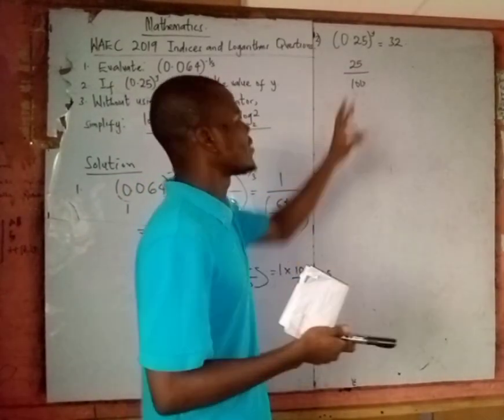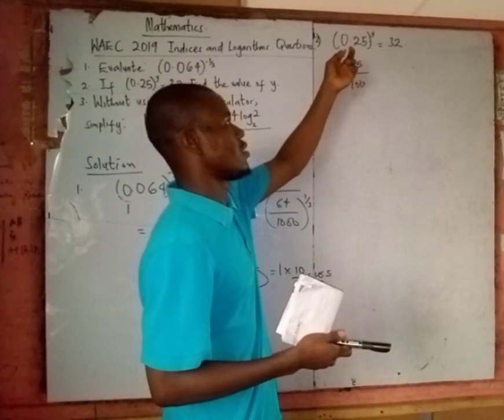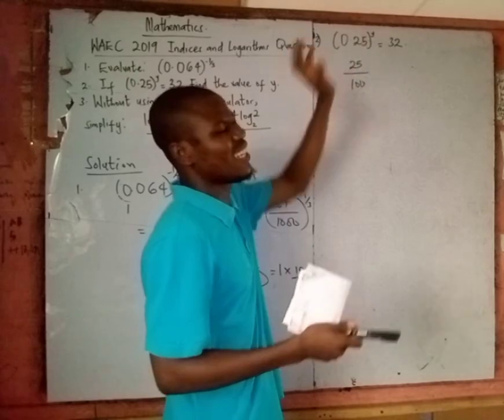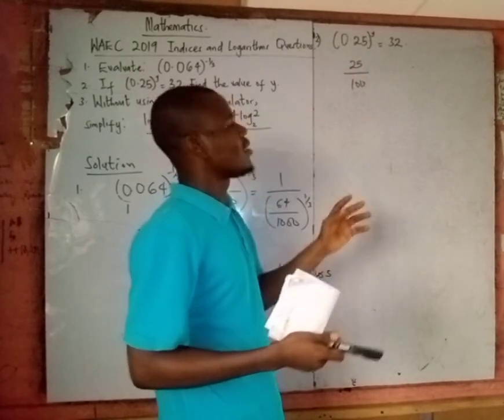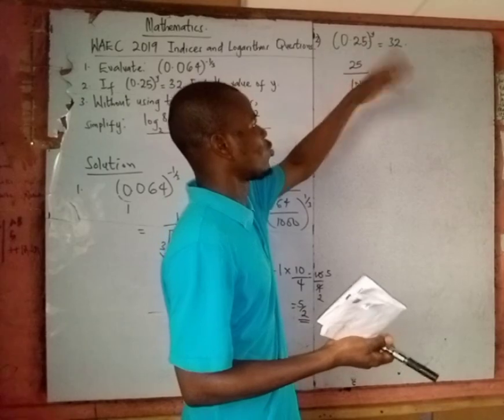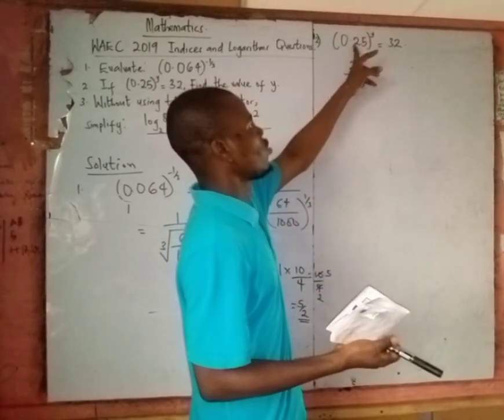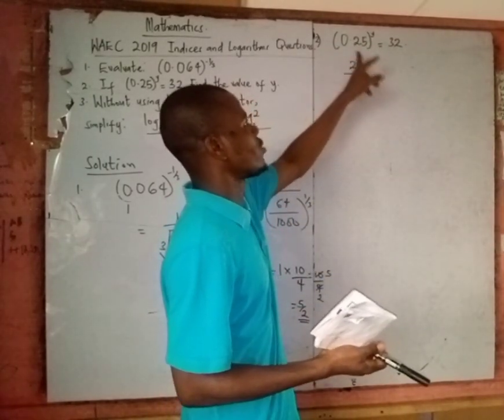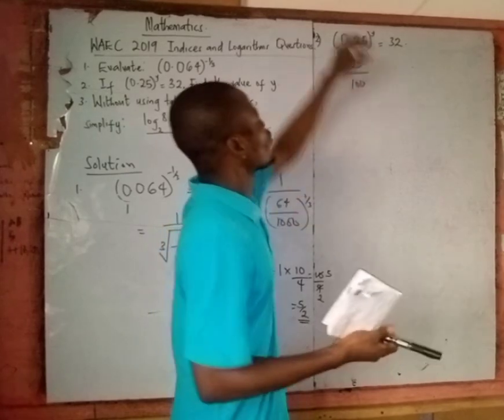You look at the digits after the 0 point. The whole number part is 0, so you don't even have to consider it. You just have 0.25. The 25 will be divided by what? By 1 followed by zeros.